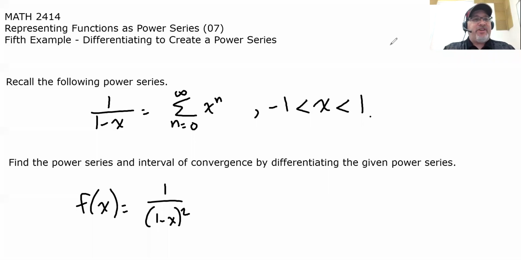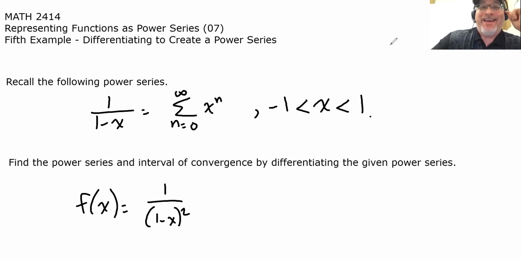Math 2414, representing functions as power series. Fifth example, differentiating to create a power series. All right, let's put the previous theorem into action. Recall the following power series, the one that I dubbed a very useful series once upon a time.